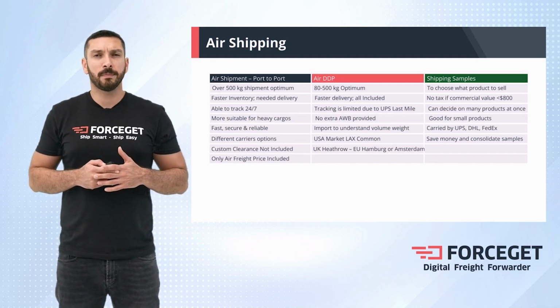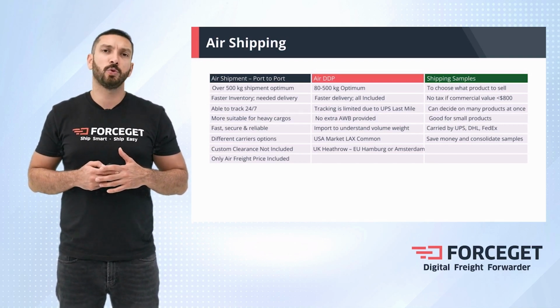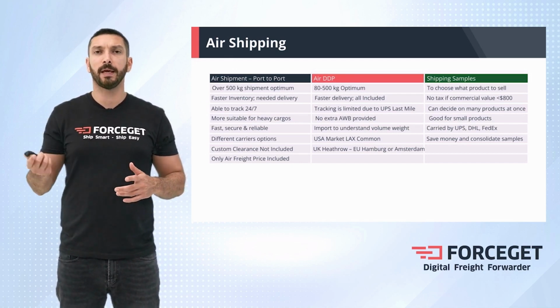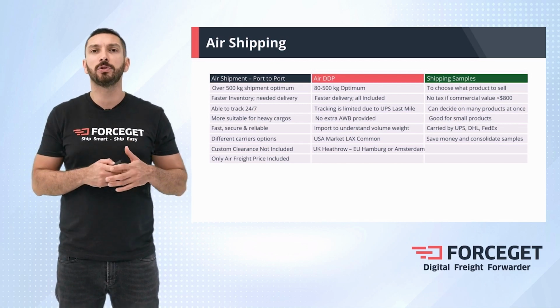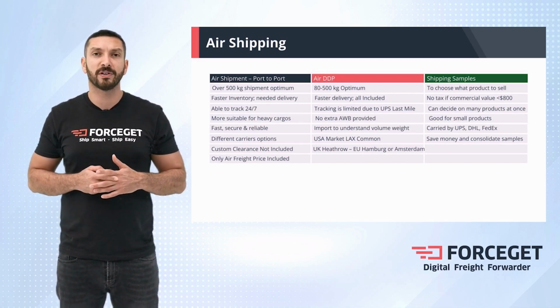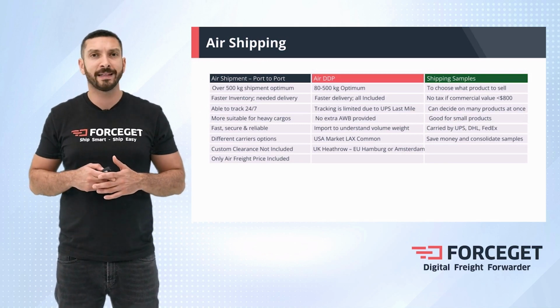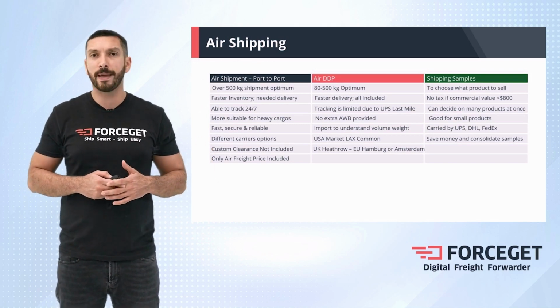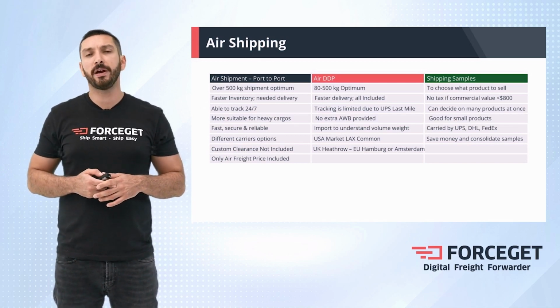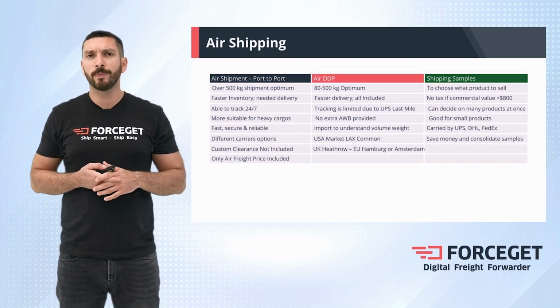Air DDP is very reliable and suitable for between 80 kilograms and up to 500 kilograms. As I explained, DDP is delivery duty paid. It means that this is fast delivery, but all duty and fees are included. Your freight forwarder handles everything all the way to delivery to Amazon FBA or the 3PL that you're working with. When it comes to air DDP, no extra documentation is needed.